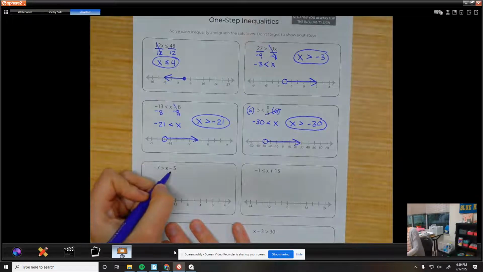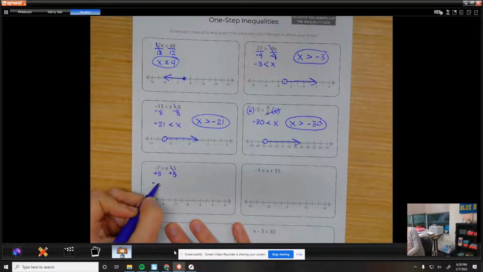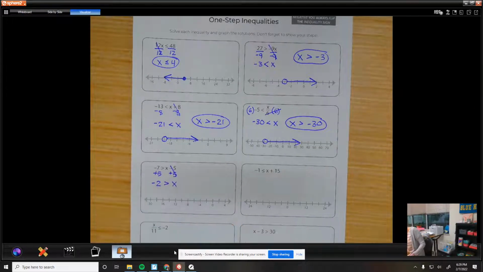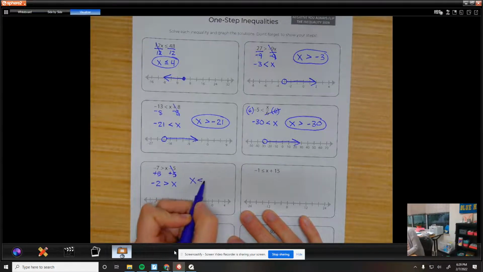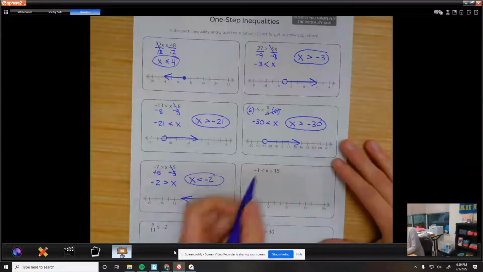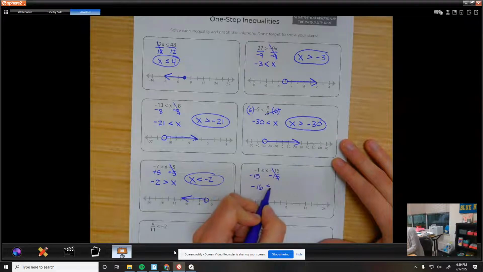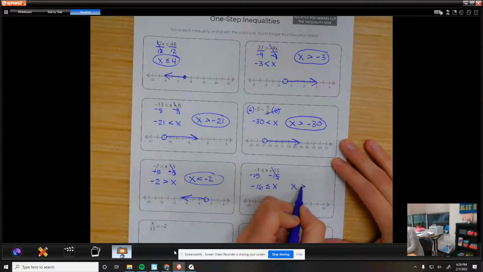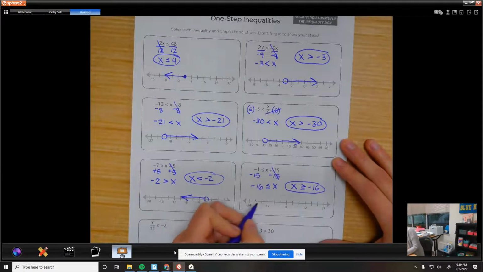All right, next one, I'm going to add 5 to both sides. -7 plus 5 is -2 is greater than x. The variable's on the right side for a lot of these, so I'm going to keep flipping them. X is less than -2. Open circle to the left. All right, next one, I'm going to subtract 15 from both sides. So -16 is less than or equal to x, or x is greater than or equal to -16. So that is a closed circle to the right.